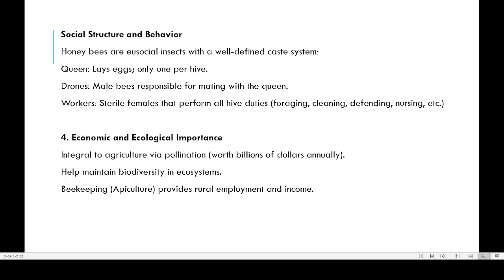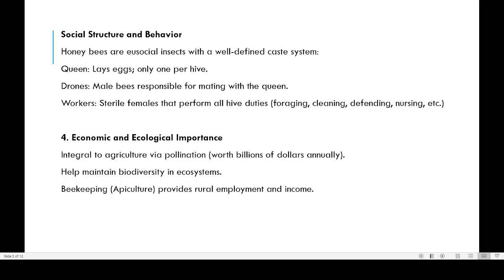Then some idea regarding the social structure and behavior. Here you can see that honeybees live as a group. They have different types: the queen, drones, and worker bees. These are the three primary types of individual. Other than that, there are different categories of worker, like nurse bees. Then guard bees are there, defending the colony. So minor variations are there. There are three primary types of caste: queen, drone, and worker.